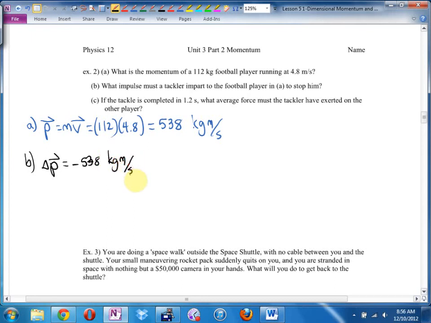Now that's assuming I hit head on. If I hit at an angle, it's tougher, because I'd have to go components.